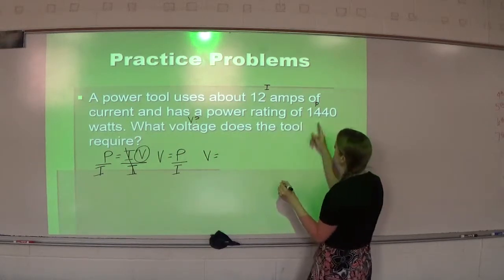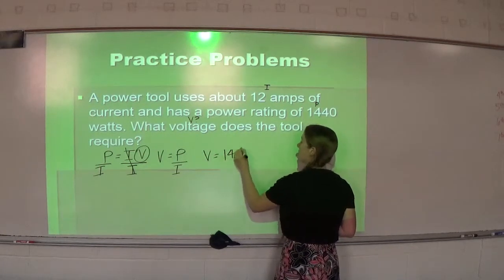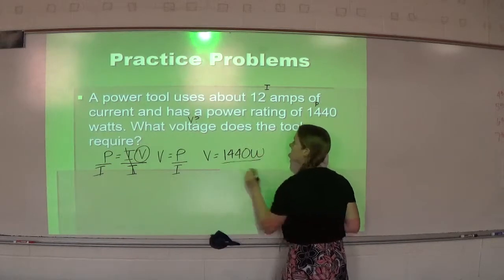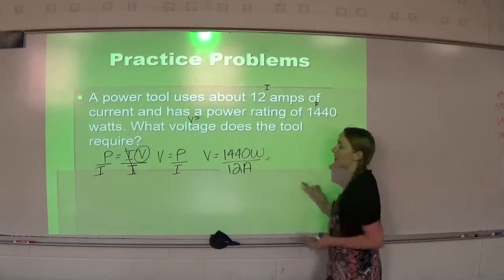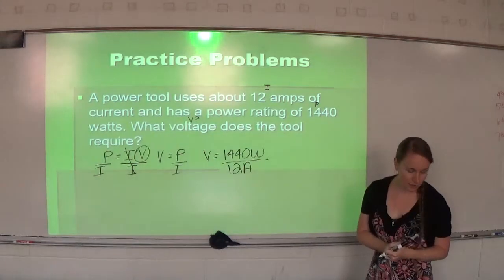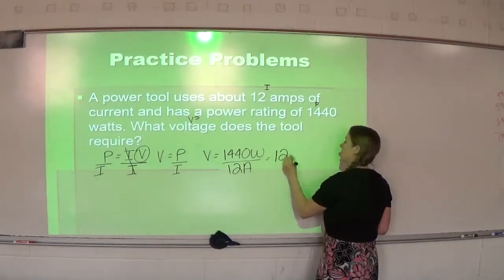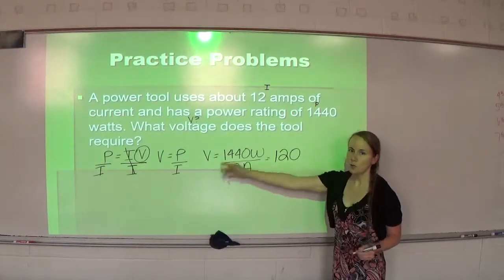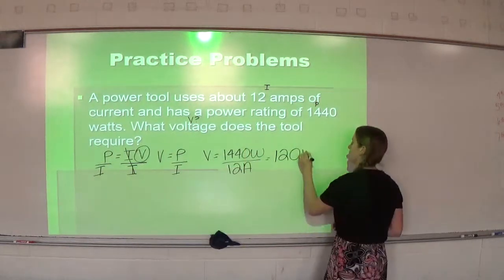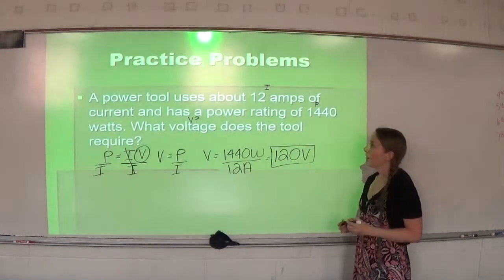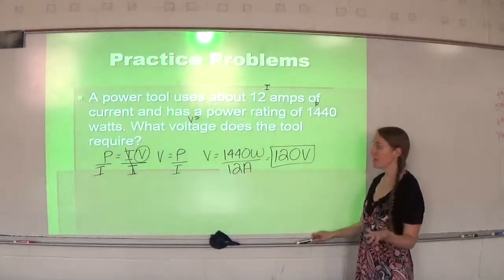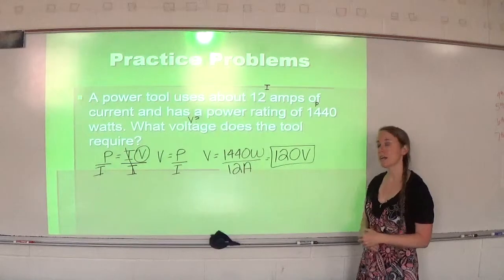So my power is 1,440 watts. My current is 12 amps. So when I do 1440 divided by 12, I get 120. And what's our unit for V or voltage? Well, it's volts, which is V. That's the easiest one to remember. V is V. All right, so hopefully you got that one right. If not, there's still a couple more to try in this video.